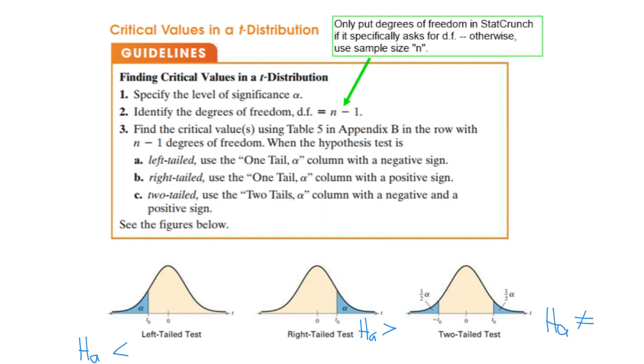Now, we do not worry about degrees of freedom in StatCrunch unless it literally asks for degrees of freedom. If it asks for sample size, you just put in the sample size. Don't adjust it by subtracting 1.